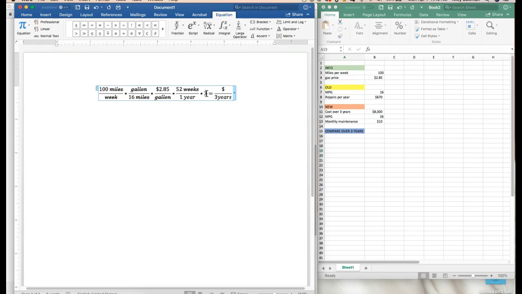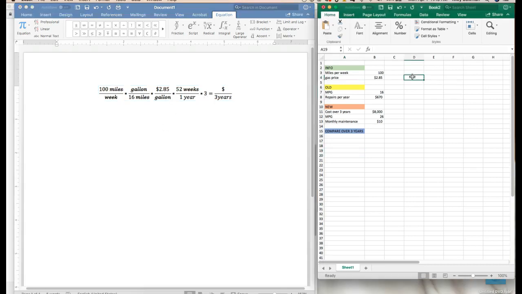So we're just going to multiply that by a 3 so that I get it for the 3 years. Okay, so it looks like everything's good to go, and we just need to worry about all of the calculations. So we'll come over here and I have on the top 100 times 2.85 times 52. And then on the bottom we're going to divide by 16, and then multiplying it by 3 will give me my 3 years.